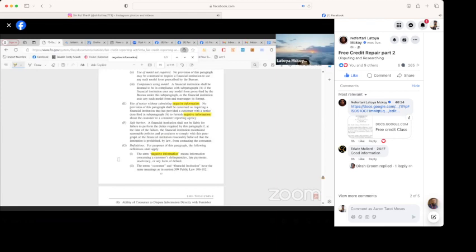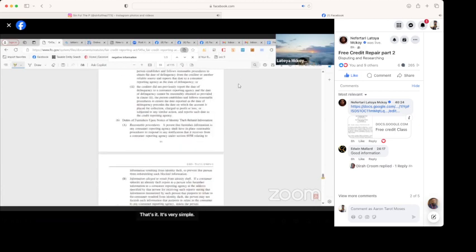The term negative information means any information concerning a customer's delinquency, late payments, insolvency, or any form of default. Notice required. Negative information. You see? But you don't need to know all that. It's inaccurate, incomplete, and unverifiable. That's it. It's very simple.